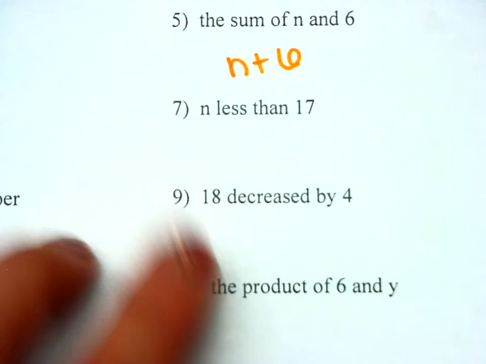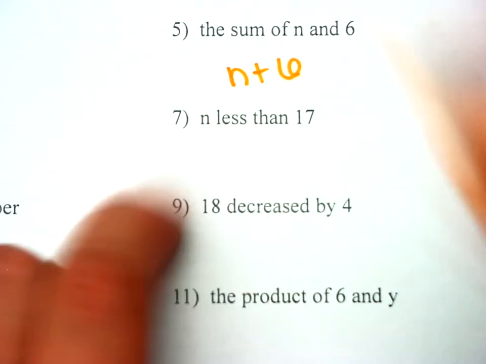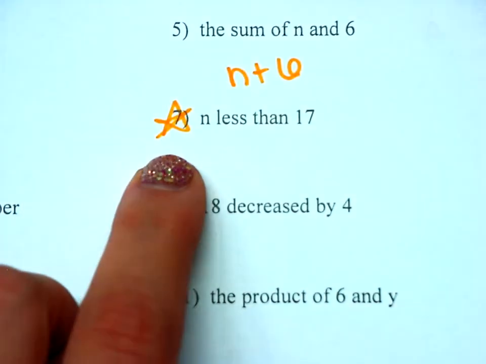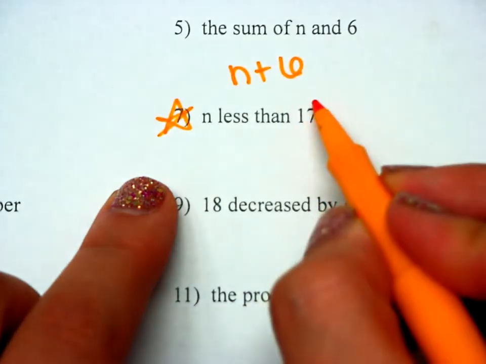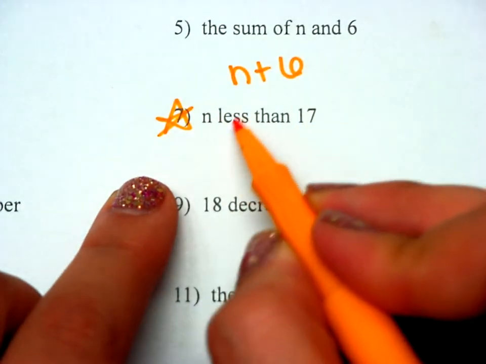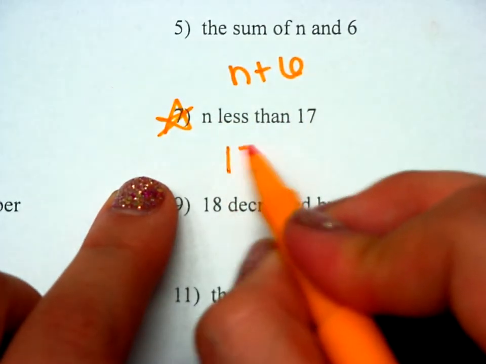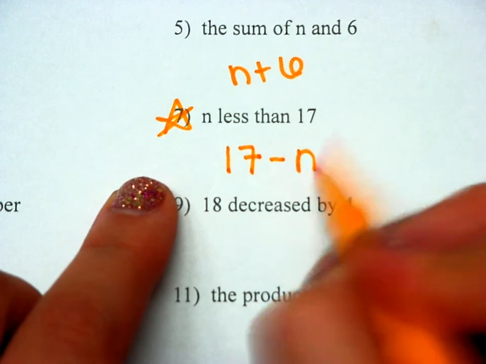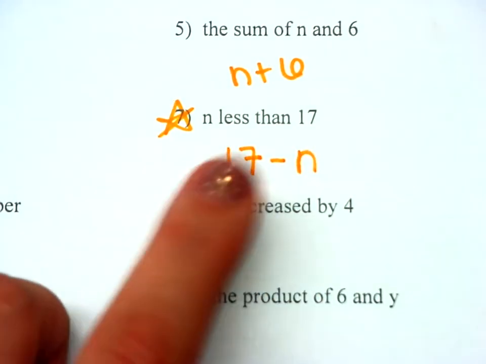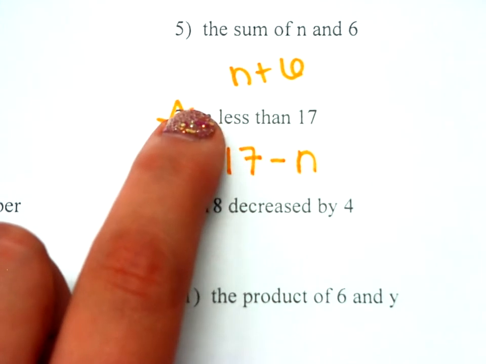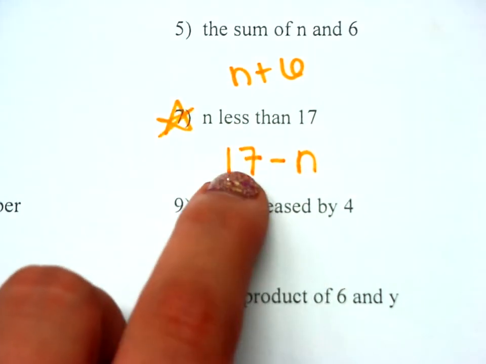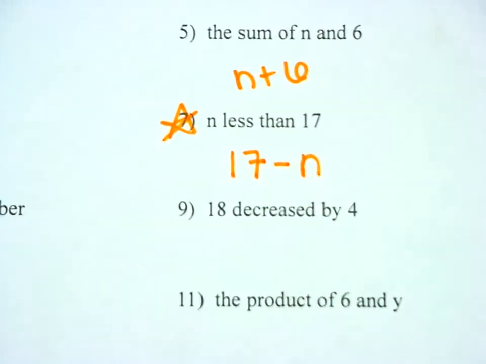Okay, number 7, n less than 17. Okay, this is a switch phrase. This is a tricky one. So I have 17, and then I want to represent n less than that. So I'm going to write the 17 first, and I'm going to take away n. So now you'll see this is why it's called a switch phrase. N came first here, but it actually belongs after the 17 if you're using subtraction.